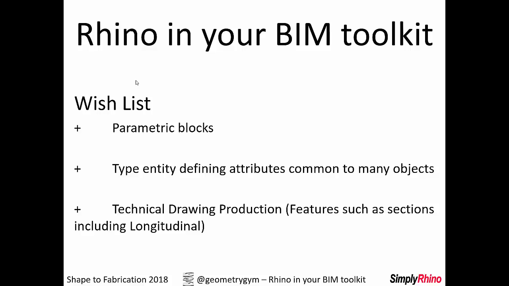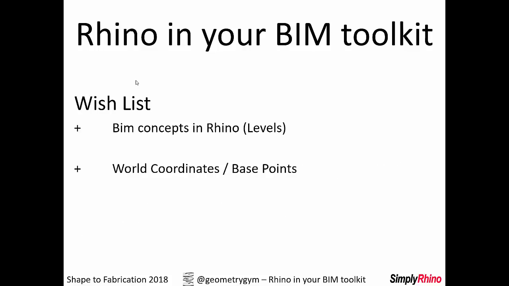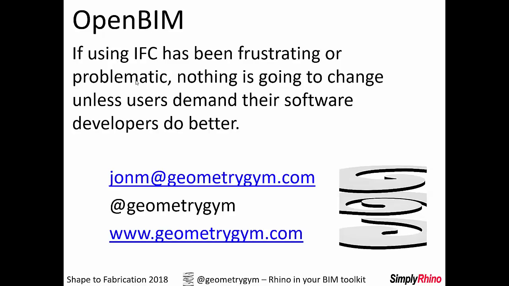Parametric blocks, the equivalent of flexing a family, would certainly be a pretty powerful feature to add to Rhino. The concept of having types which have common attributes, not having to express that across multitudes of individual elements. Technical drawing production, as I mentioned, might or might not be important for some period of time. Concepts such as levels and grids and floors could be basic objects added to base Rhino, and even working with base points would help, particularly as Rhino struggles like Revit does when the model becomes remote, with meshing and displaying geometry.